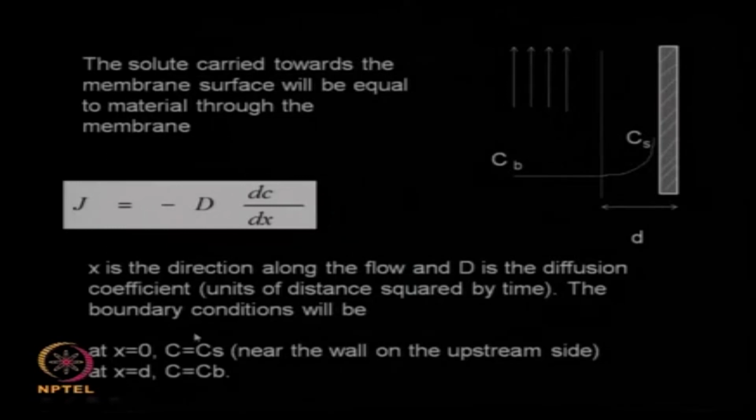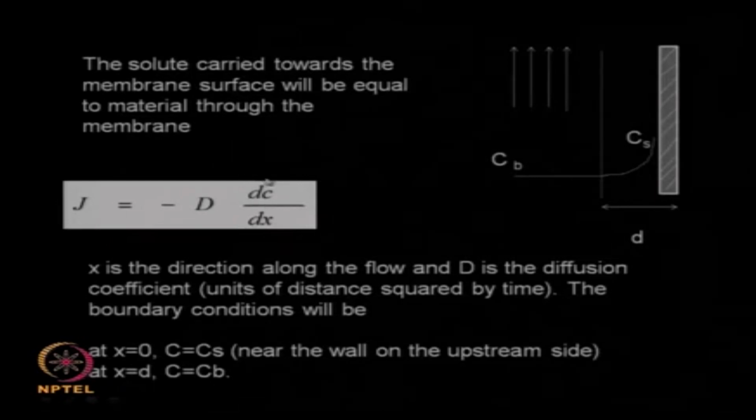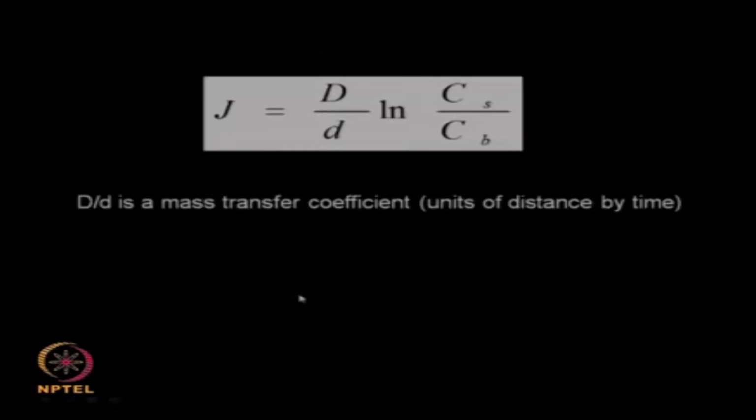Now, what are the boundary conditions? At the wall on the upstream side, C is equal to Cs, and at x equal to d, that is the boundary layer thickness, C is going to be Cb. So we can just solve this differential equation and apply these boundary conditions. If you do that, we get a nice equation. This is a first order differential equation, so it is very simple to solve.